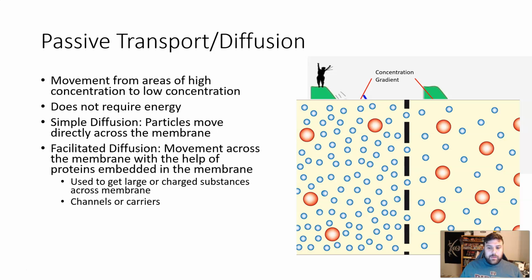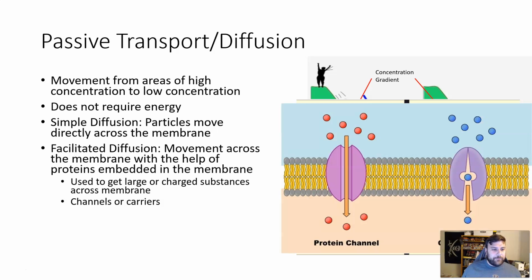The next type is what is called facilitated diffusion. If something is being facilitated, it means it's being helped. This is movement across the membrane with the help of some of the proteins that are embedded in the membrane. It is used for two purposes: one, to get any of the larger substances across, and two, to get any of the charged substances across. Anything that can't normally just cross through the phospholipids will come through a protein of some sort.